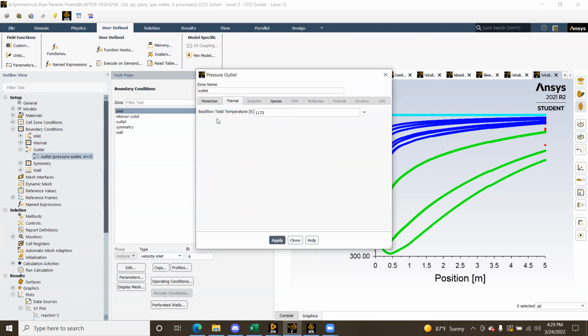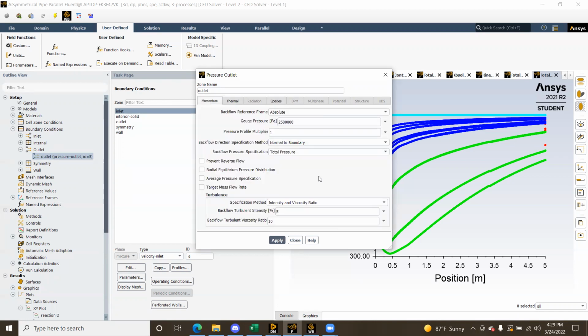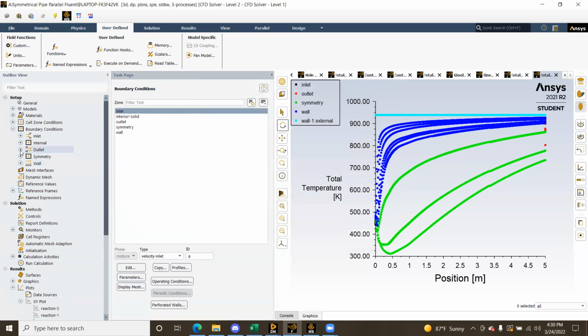And I set the backflow total temperature at 1,173 Kelvin. I don't know if this matters all that much. It might not. And 0 for all of the species. So I did not set a target mass flow rate. It might be interesting if we decide to change this in the future. So preventing reverse flow and setting a target mass flow rate might be a couple of different avenues for figuring out what to do with the results and how to improve them.